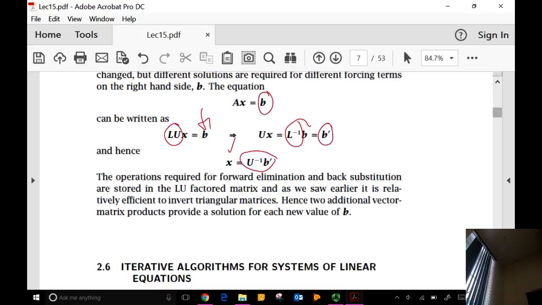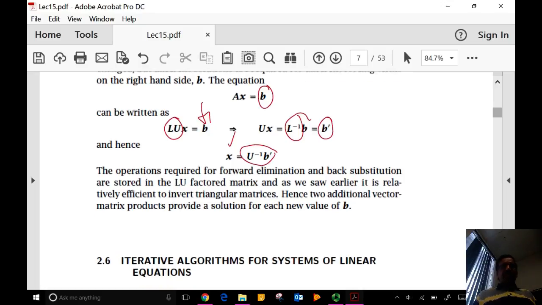Where does this occur? In solid mechanics, B would be a forcing function, a load on a structure, for example. As you change the load, how does the stress distribution change? In fluid mechanics, it is essentially inlet flow rates, velocities, boundary conditions that determine the B term, the forcing term on the system. Any questions on direct methods? Okay.